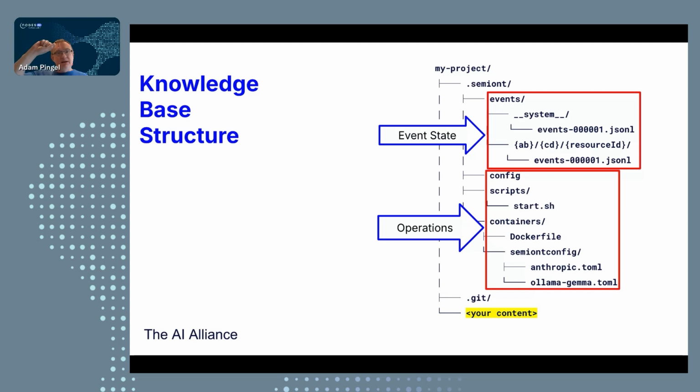But at the end of the day, the .semiont directory is a peer to .git, but you have full control over all the other files in that repository. And within that .semiont directory, there's some operations-related scripts and config files, and then there is the event state. And all of that event state, that is durable state that we want to commit. There's a lot of other ephemeral state that gets stored in various directories in the container. Some of those might be work that you'd want to keep around longer, but they're not things that you'd want to commit.